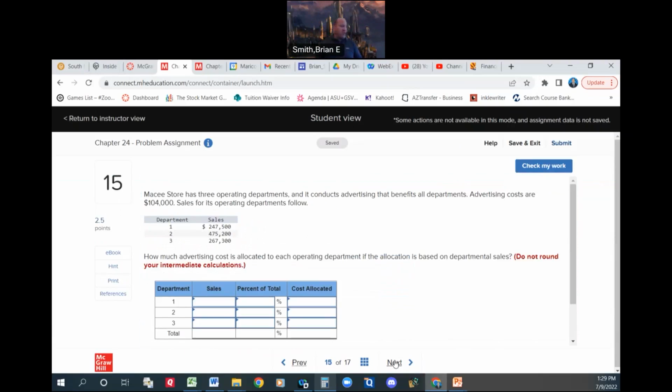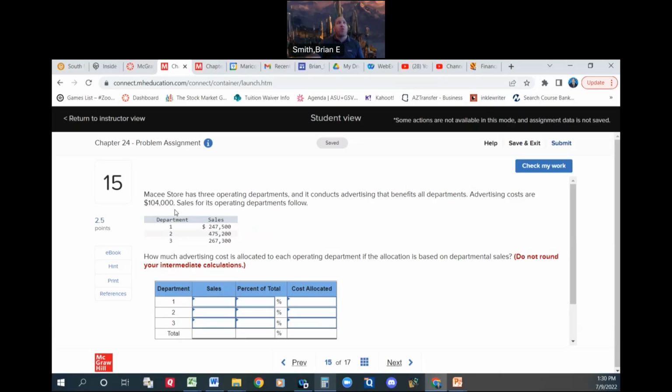And sometimes that's what we have to do. We have to just figure out which one's right or which other ones we think fit more appropriately and go from there. Even on a journal entry, sometimes when we're looking for 4 accounts, we know all the accounts, but we're looking for the 2 numbers. If we can find out that last number, we don't have to calculate it. We just do the math on all the other ones with the debits and credits. So sometimes that happens. All right, Macy's store has 3 operating departments, and it conducts advertising that benefits all departments.